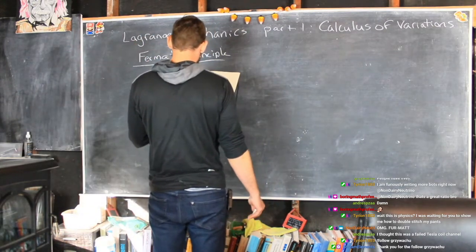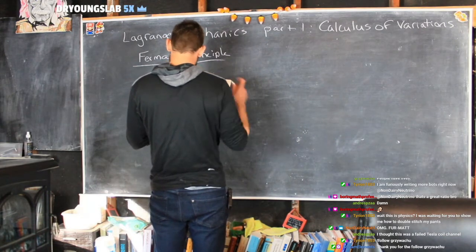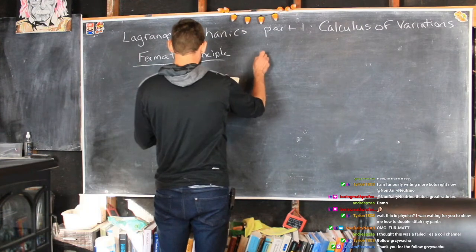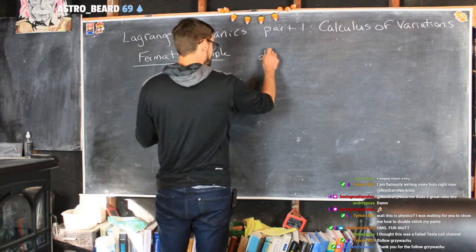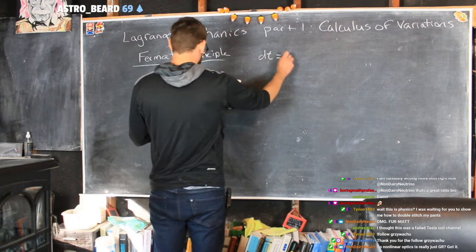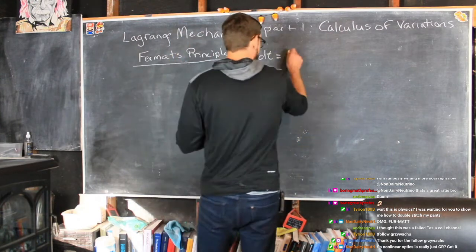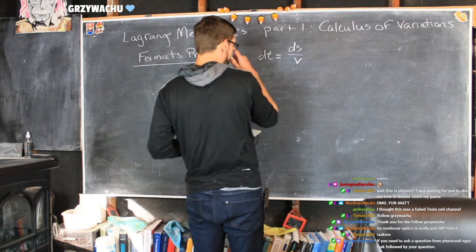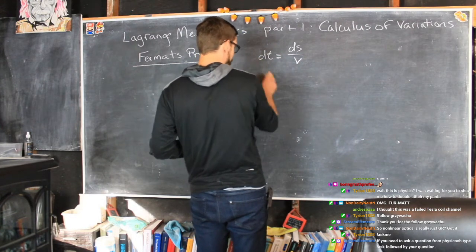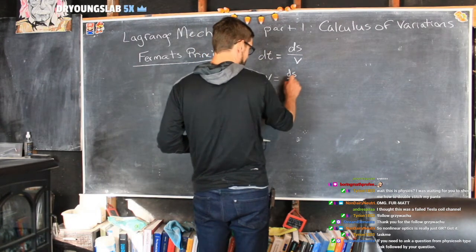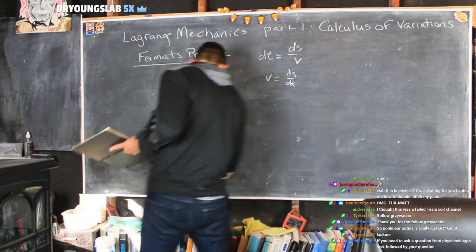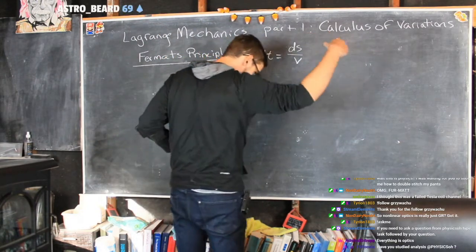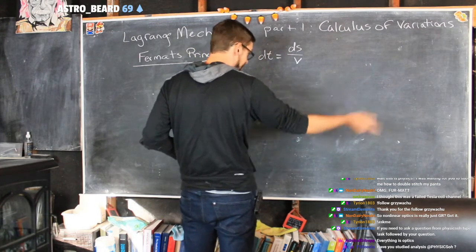That is to say, if we want to talk about the time it takes for light to travel a short distance, ds, so if we want dt, we can find that to be ds divided by v. How does that make sense? Well, we'll just cross multiply. v is equal to ds over dt. Infinitesimal small distance over infinitesimal small time equals v.